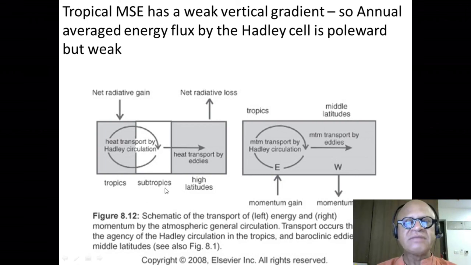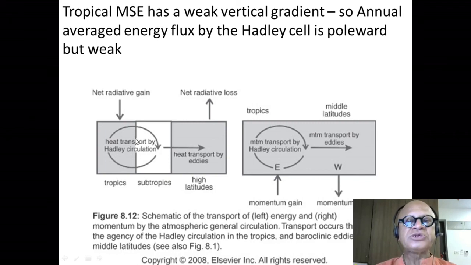So let's look at the schematic of the energy transport and the angular momentum transport. So the tropics have a net radiative gain, and the Hadley cell is lifting it from the surface to the upper atmosphere and trying to transport it towards the poles. So it sinks in the subtropics, and we have already said that the cells to the north of the Hadley cell are fairly weak, and the energy transport has to be done by the eddies.